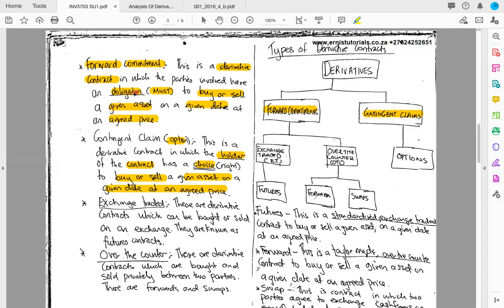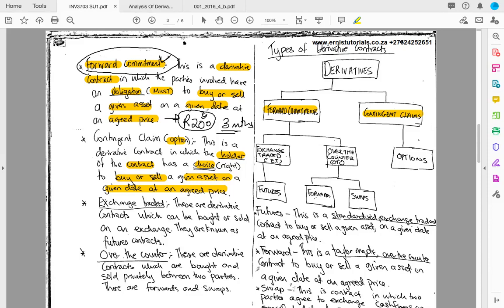Meaning that if you enter into this contract to buy shares in MTN, for example, okay, let's talk about it this way. Let's say you enter into a forward commitment to buy shares in MTN at 200 Rand each. Maybe 3 months from now. If you enter into a forward commitment, once the 3 months comes, you have to buy the shares for 200 Rand from the party you entered into the forward commitment with, right? So even if the price of the share has gone down in the spot market, you will still have to buy at this exercise price, at the price you agreed.